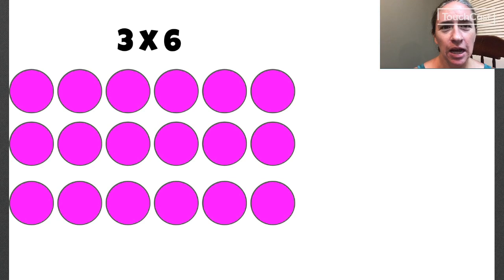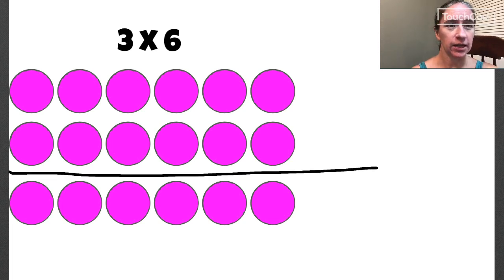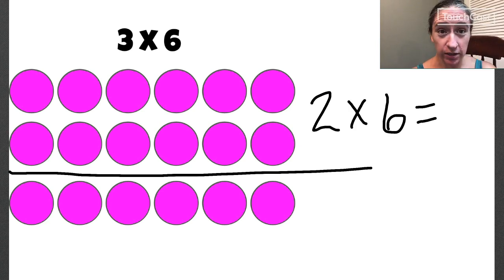Let's try it again. I'm going to take this array for 3 times 6 and I'm going to split it into 2 easier multiplication sentences. I can take this big sentence and make it into 2 smaller sentences. So once again, I'm going to just divide this array into 2 smaller arrays. The first array, once again, is I have 2 rows of 6, and I know my doubles. 2 6s are 12.